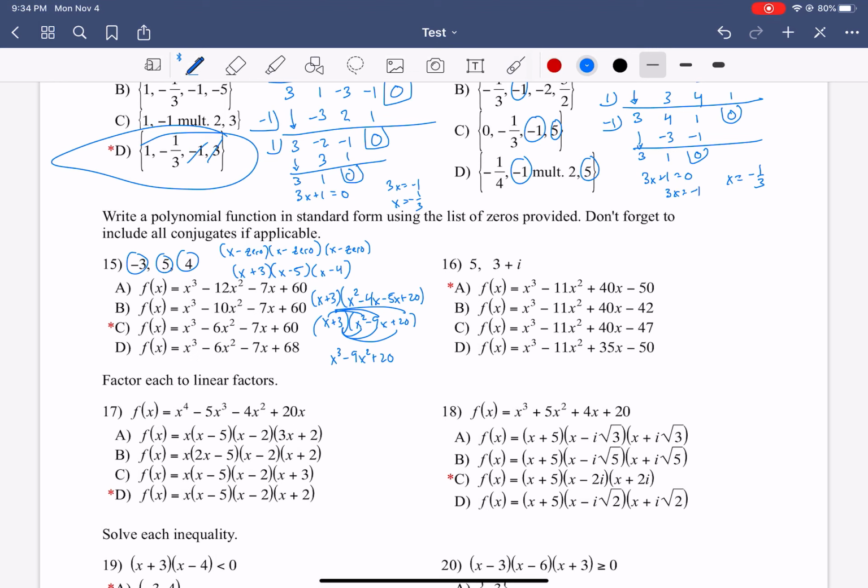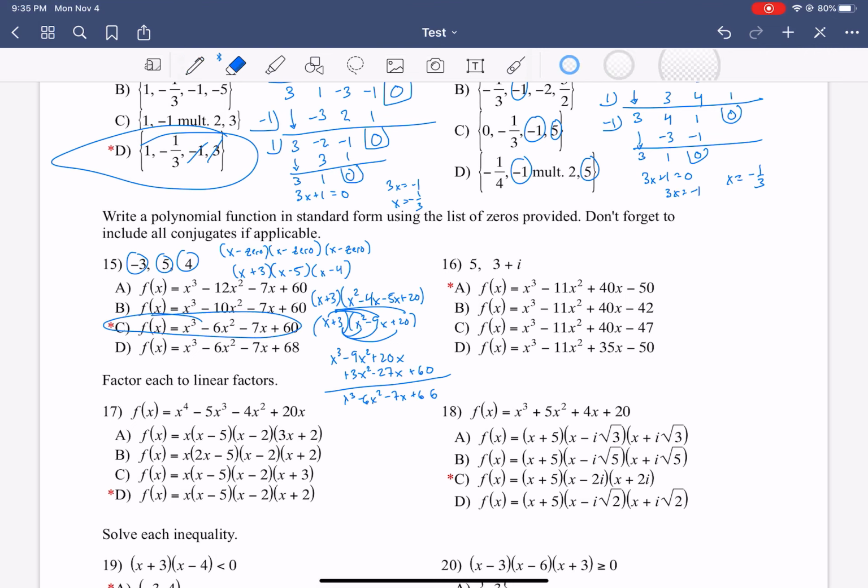and then the next set we're going to get, and I like doing this, adding them up with like terms lined up. Okay, forgot the x there. So we get 3x squared minus 27x and then plus 60. So we get x cubed minus 6x squared minus 7x plus 60. So that's why C is the correct answer.